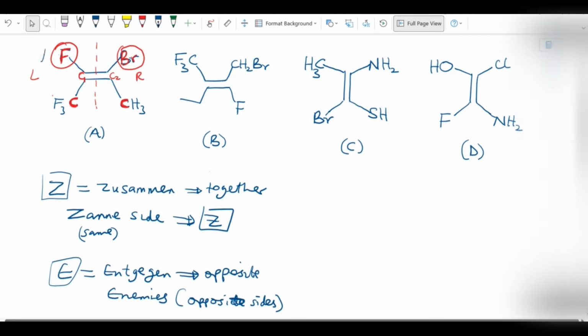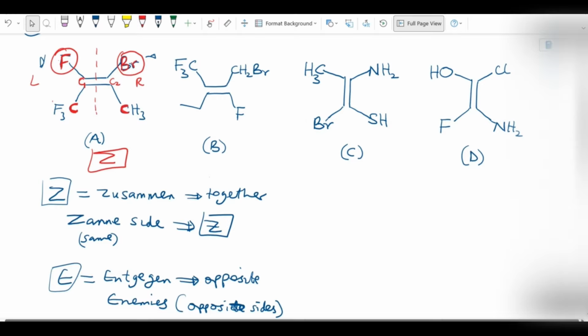So in the case of A, because the priority groups are on the same side, we'll assign Z. Let's go to the next one. For the compound in B, again, draw a line dividing carbons 1 and 2 into left and right. On the left-hand side, we have the CF3 group and the ethyl group. So both groups have carbon as the first atom directly attached to carbon 1.